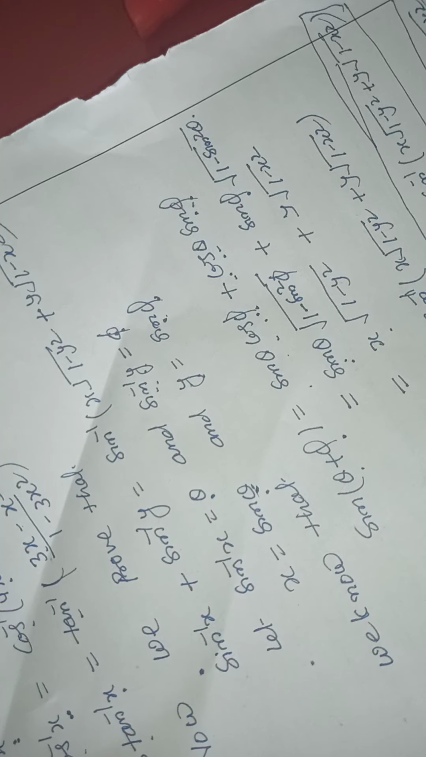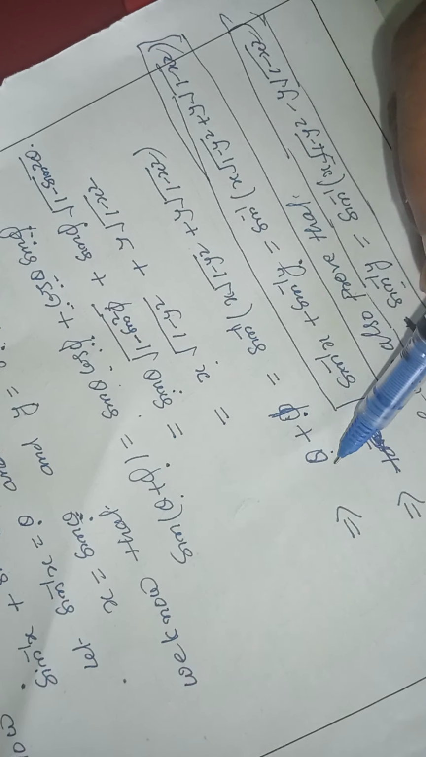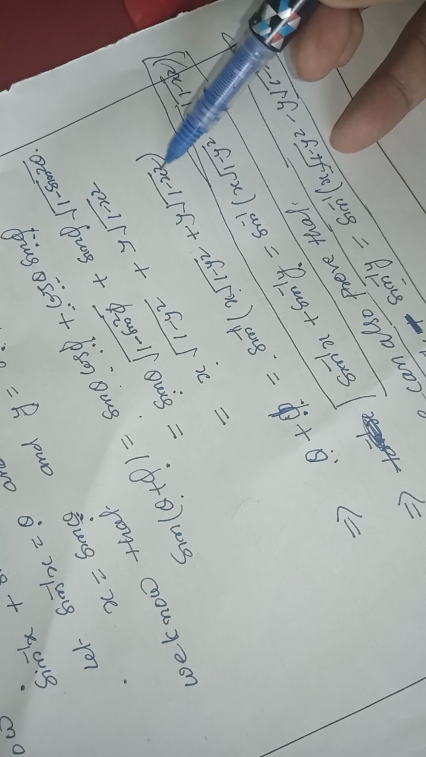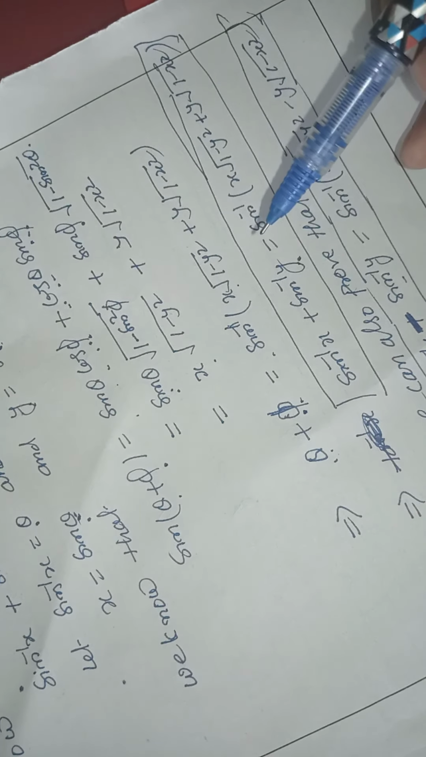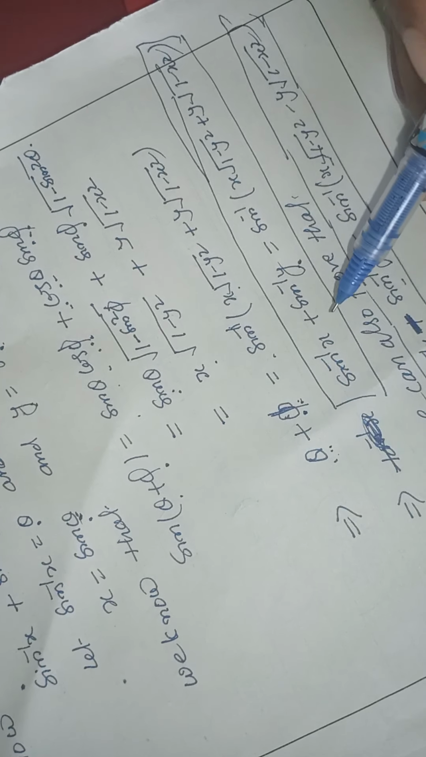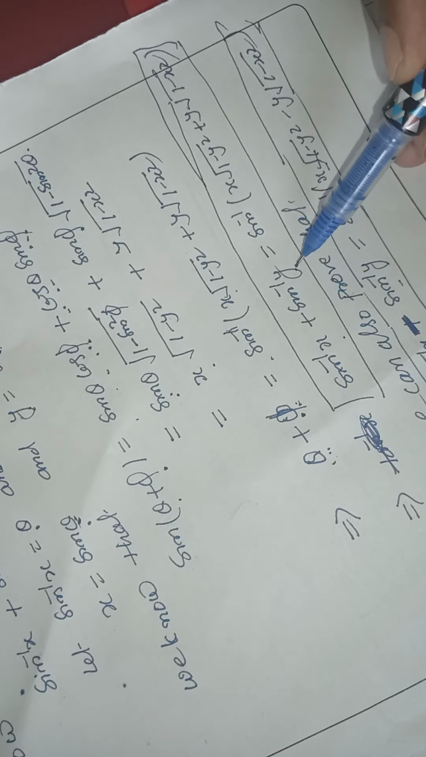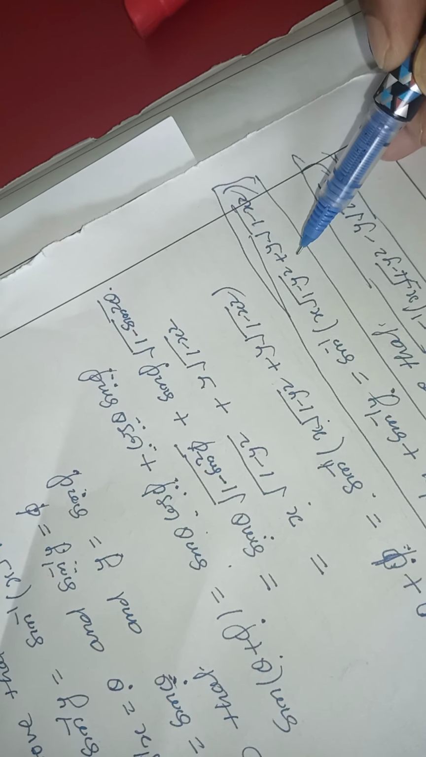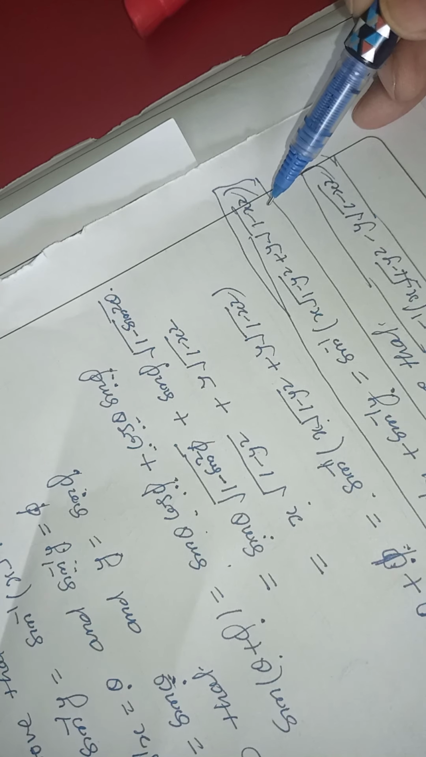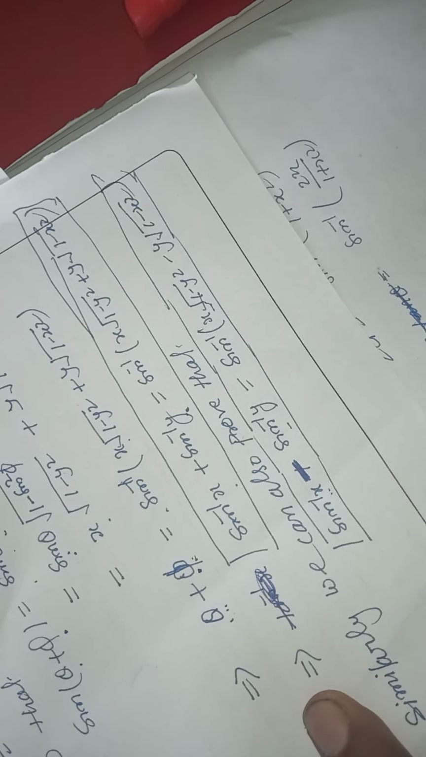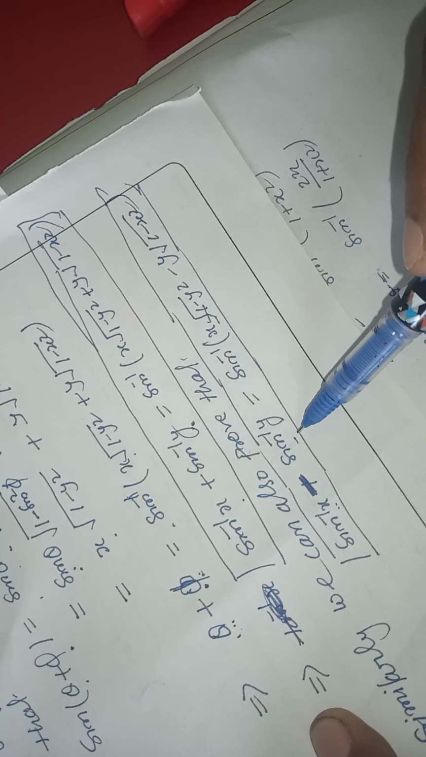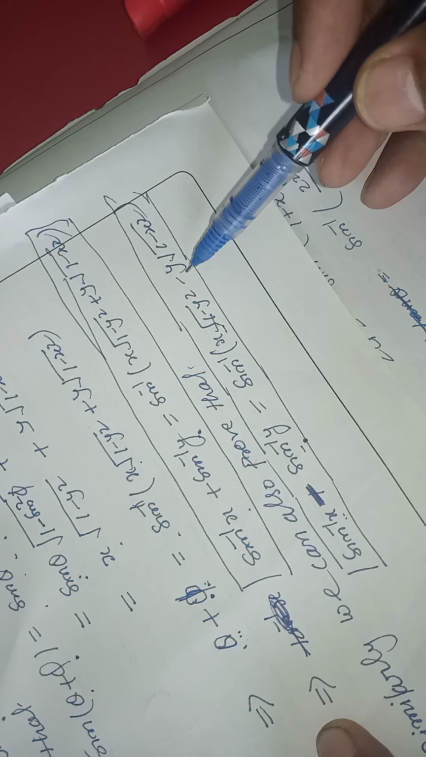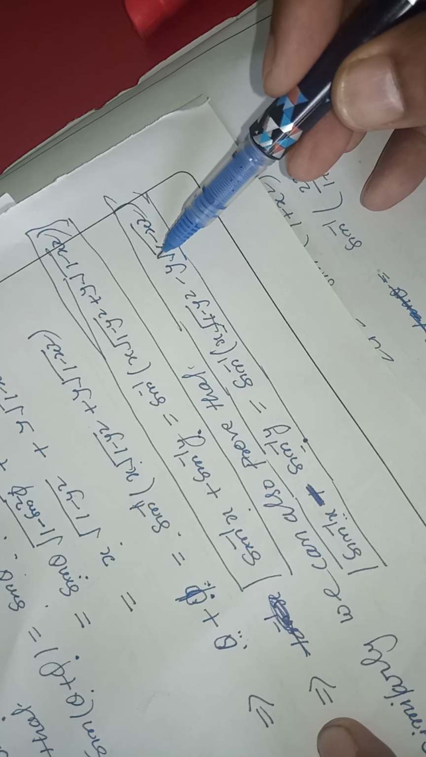This will be written as theta plus phi is equal to sin inverse of x under root 1 minus y square plus y under root 1 minus x square. And by putting the values of theta and phi, we get sin inverse x plus sin inverse y is equal to sin inverse of x under root 1 minus y square plus y under root 1 minus x square. Similarly, we can also prove that sin inverse x minus sin inverse y is equal to sin inverse of x under root 1 minus y square minus y under root 1 minus x square.